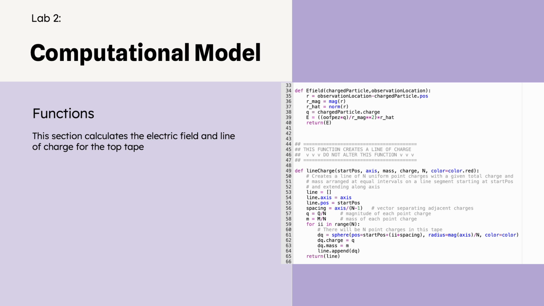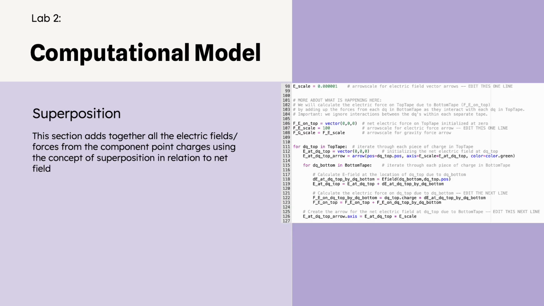These were our functions. So this calculation loops here calculate our electric field and line of charge for each tape. So this section here is field, and you can see that we use our formula for field. And this section creates that line of charges. This section here uses the concept of superposition to add together all the electric fields from those point charges, because each of the previous electric field calculations was based on a point charge. However, here we're taking all of those to create a net field.